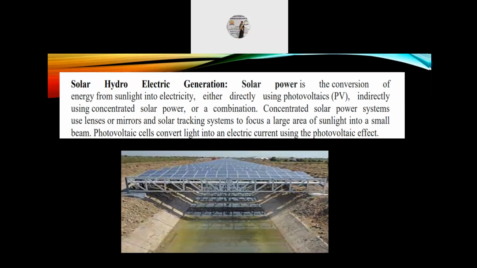Number 2, solar generation. Solar power is the conversion of energy from sunlight into electricity either directly using photovoltaics, PV, indirectly using concentrated solar power, or a combination of both. Concentrated solar power systems use lenses or mirrors and solar tracking systems to focus a large area of sunlight into a small beam. Photovoltaic cells convert light into an electric current using the photovoltaic effect.